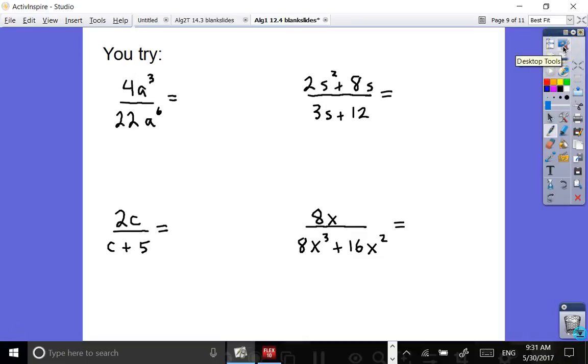One of them is not factorable. Which one is not factorable? Bottom left, right? There's nothing in common here. Can't do a C with a C, so that one you don't have to do anything on.